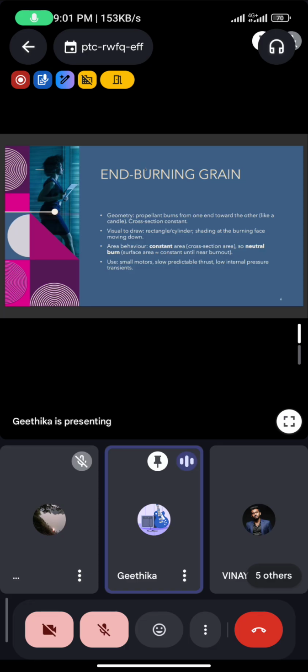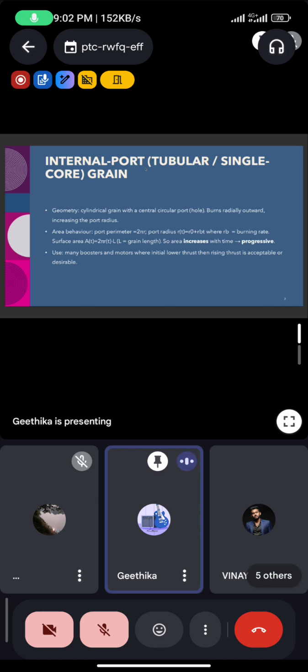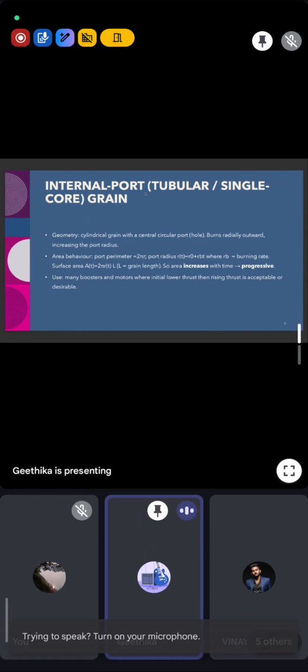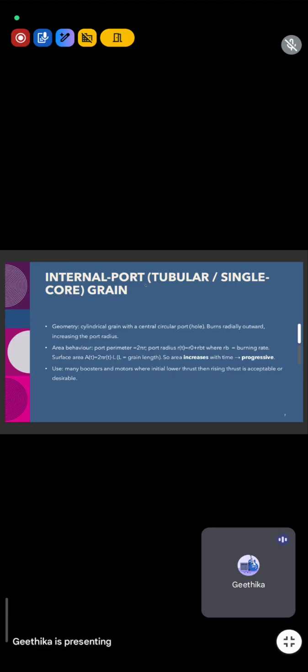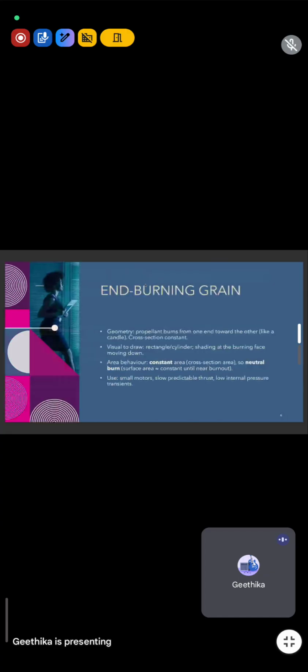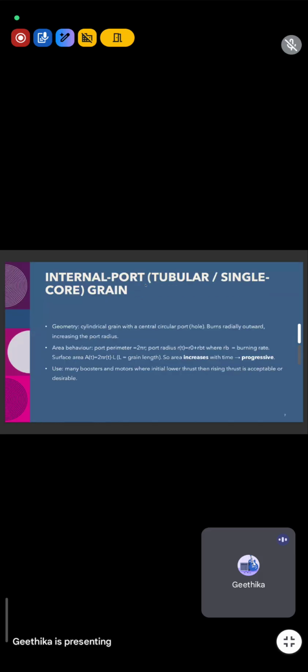Moving to the next, internal port, tubular slash singular core. This is basically a cylindrical grain with a central circular port, like the hole that I just showed. For the end burning grain, there is no circular port or hole in the center. It's basically one whole cylindrical tube. But the internal port has a circular port or hole. It burns radially outward, increasing the port radius. So it starts burning from the inside, from the center towards the outside. So the burning rate is basically progressive.